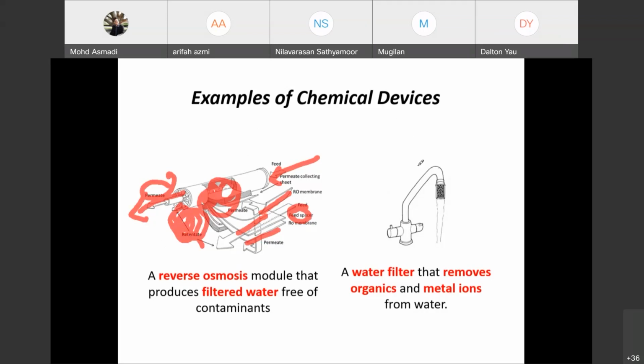Similarly, also for the water filter. This one is from the tap water. Okay, if you look at here, they use the activated carbons. Okay, we want to remove the metal ions from the water by using ion exchange resins. This one I think is not very expensive, about five ringgit, so you can find it at Eco Shop or Daiso.